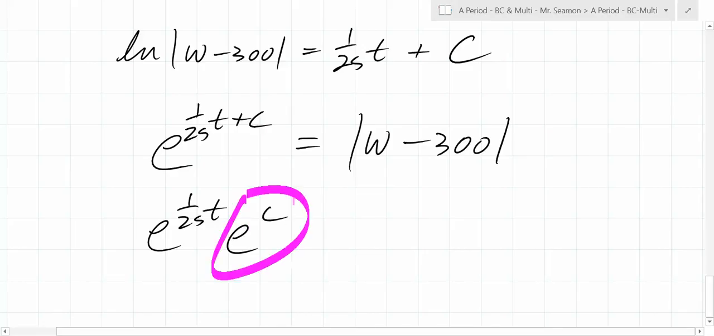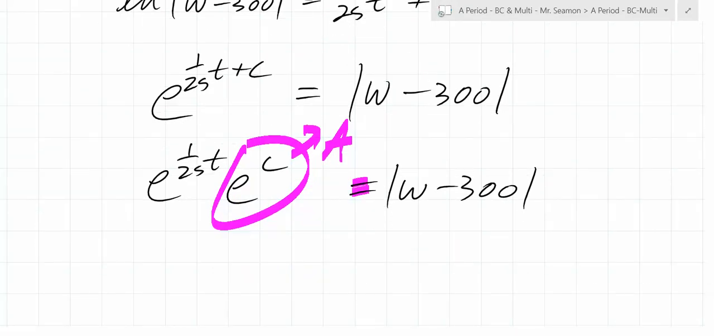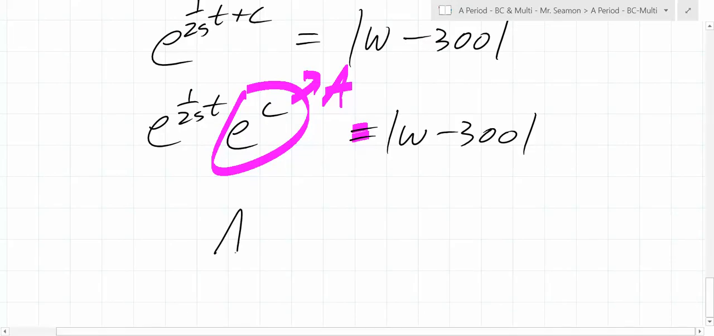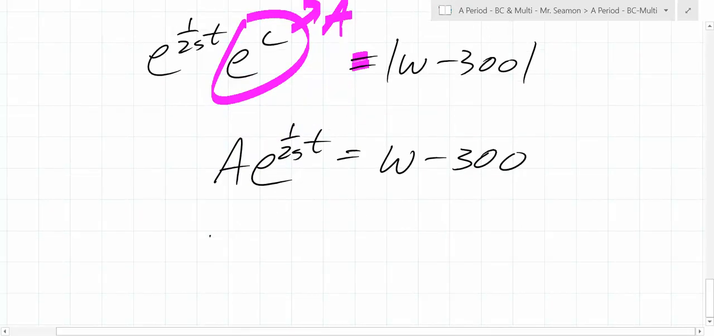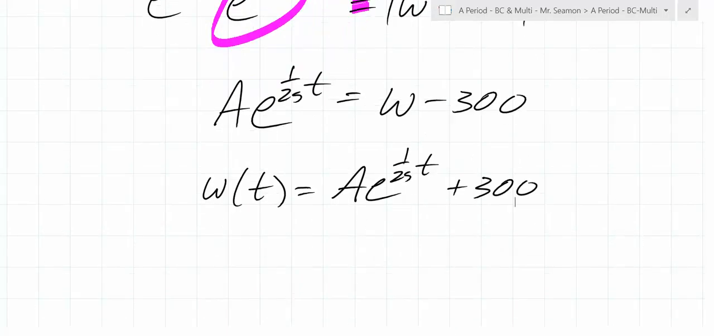And what are you just going to call e to the c? Call that A, a common thing to call it, right? So A e to the 1/25 t equals the absolute value of W minus 300. Well, W is increasing, so what can we do with that absolute value? Take it out. You can just take it out because it's never going to come into play. So you have A times e to the 1/25 t equals W minus 300. So W in terms of t is now A e to the 1/25 t plus 300. Are we done? No, we need to solve for A.